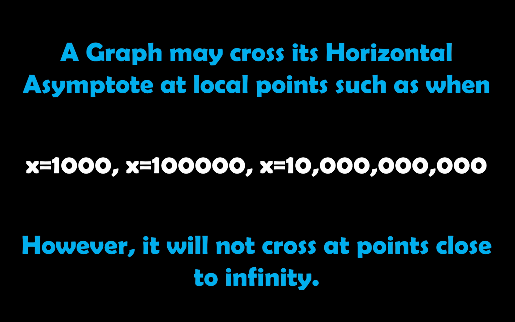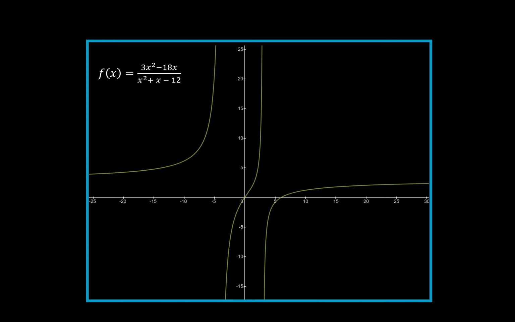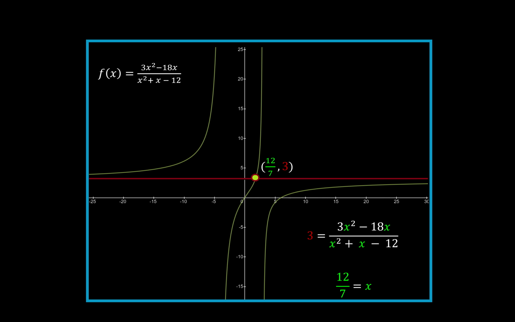When we say our graph cannot cross the horizontal asymptote, we usually mean for large numbers of x, or as x approaches infinity. This means locally, there may be values for which our graph can cross the horizontal asymptote. Let's look at the graph of this function. Since the degree of the numerator and denominator are the same, we can identify the horizontal asymptote as the ratio of the leading coefficients. To find if our function crosses our horizontal asymptote, set our function equal to 3 and then solve for x.